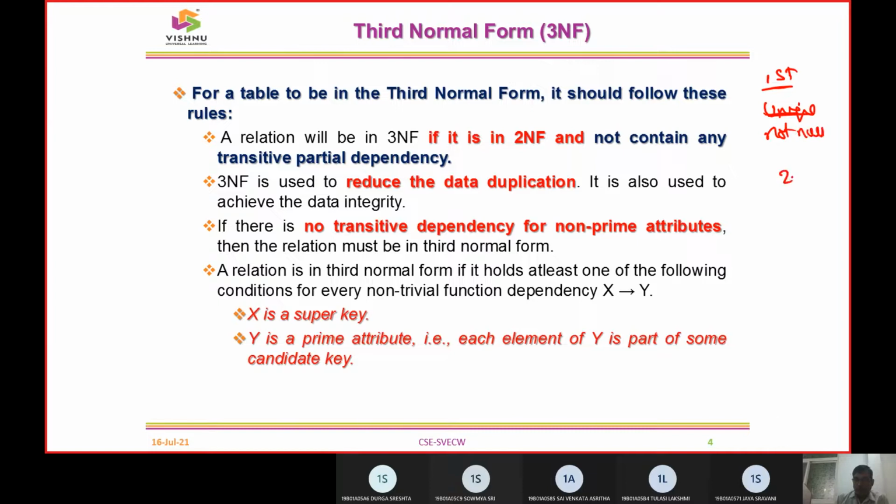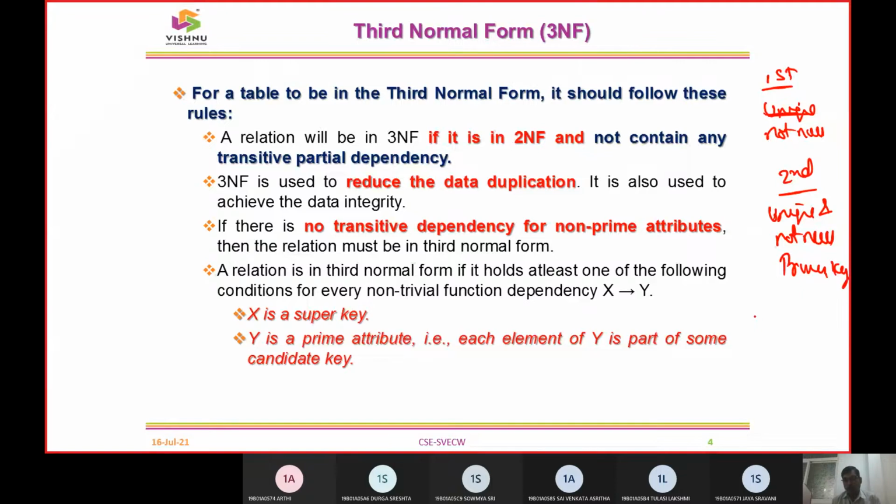And when it went to the second normal form, we meant that it is both unique and not null. So that pointed towards the primary key. And now let us come to the third normal form. When we talk about the third normal form, we say that no transitivity dependency can happen. So that is the most important part of the third normal form.